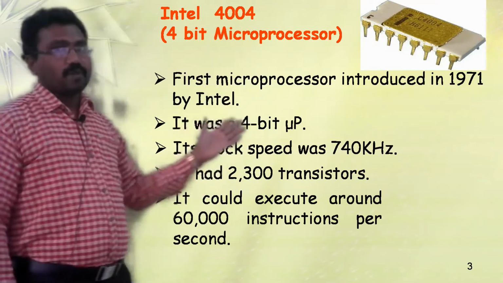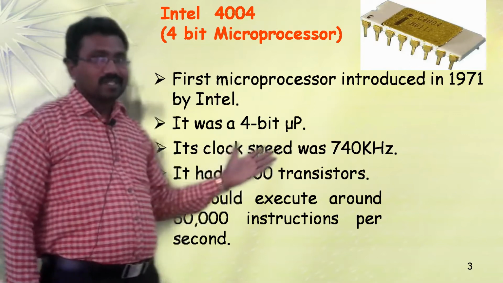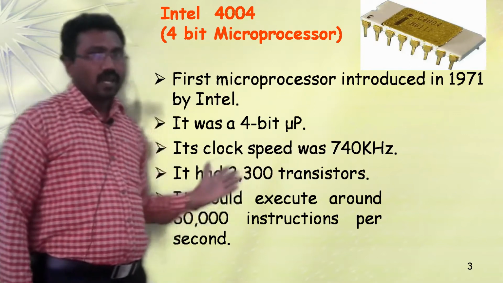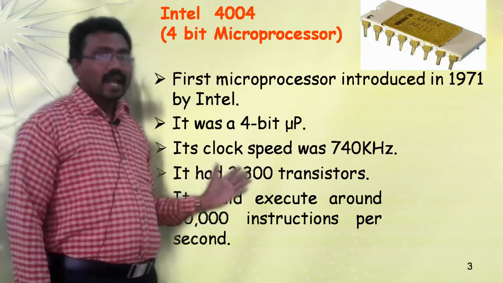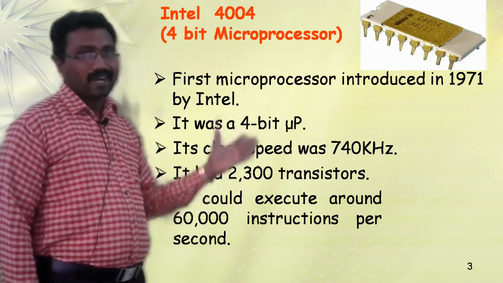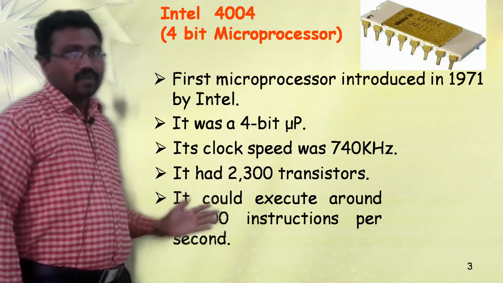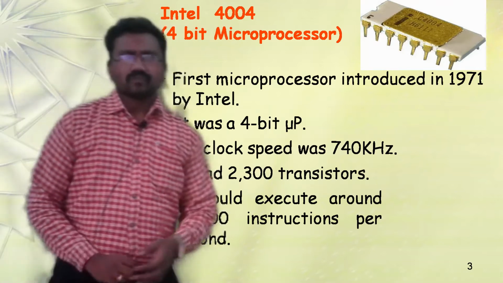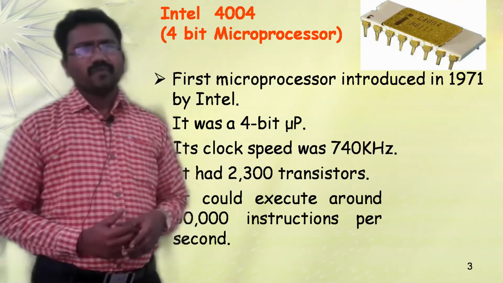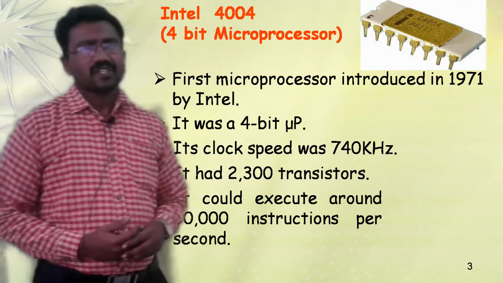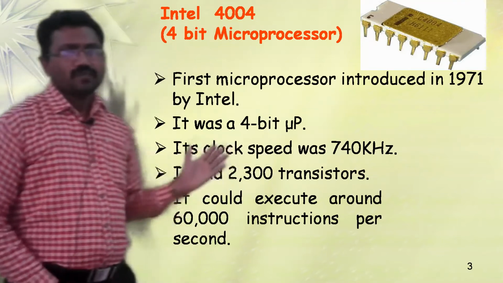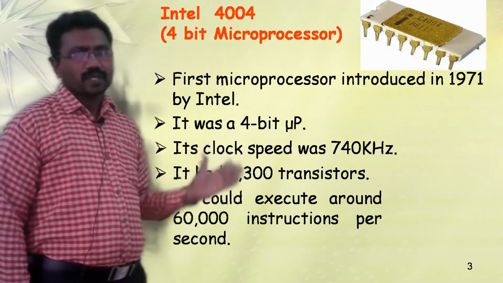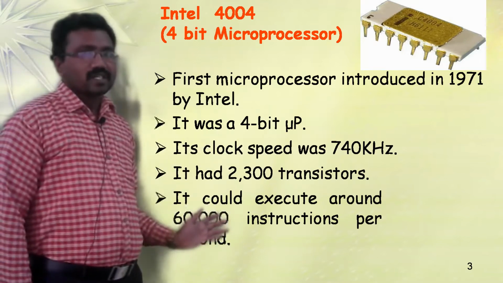The clock speed was 740 kHz, and it has 2300 transistors. ICs are made up of transistors. It could execute around 60,000 instructions per second. We can measure CPU performance based on the number of instructions executed per second. So this 4004 microprocessor executes 60,000 instructions per second.